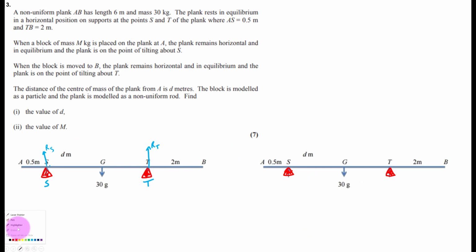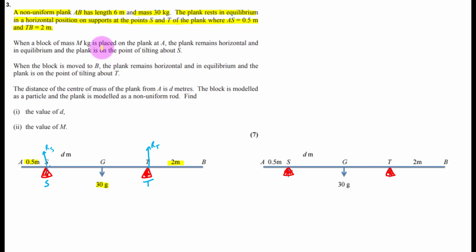Right, I'm going to go over this question in detail. Now, we've got a non-uniform plank, so the centre of mass could be anywhere. AB is a length 6 metres and its mass is 30 kg. Hence, we've got this 30g here. That's the mass of the plank. The plank rests in equilibrium in a horizontal position on supports S and T. And it gives you the details here. A to S is 0.5. T to B is 2 metres. That's all key information.